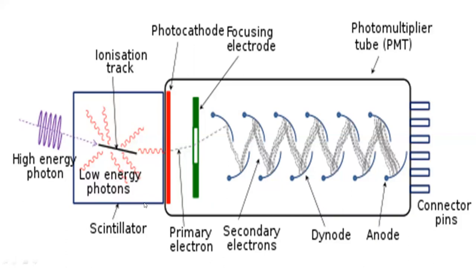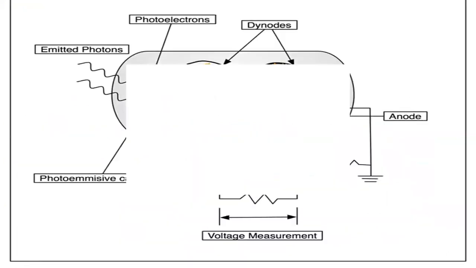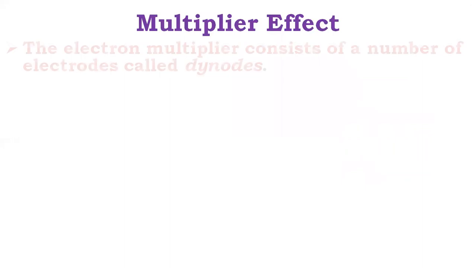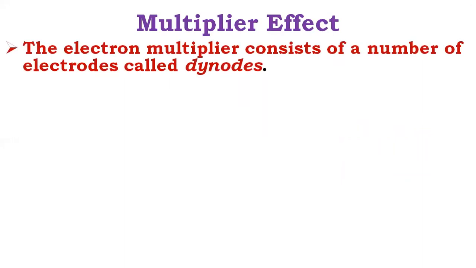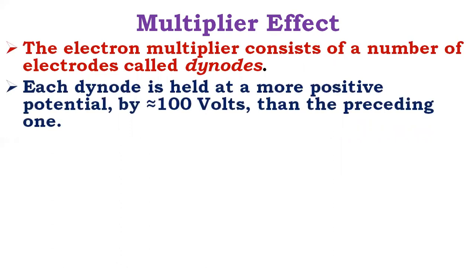These electrons are directed by the focusing electrode towards the electron multiplier, where electrons are multiplied by the process of secondary emission. The electron multiplier consists of a number of electrodes. We normally call them dynodes. Each dynode is held at a potential 100 volts more positive than the preceding one. A primary electron leaves the photocathode with the energy of the incoming photon, or about 3 electron volts.